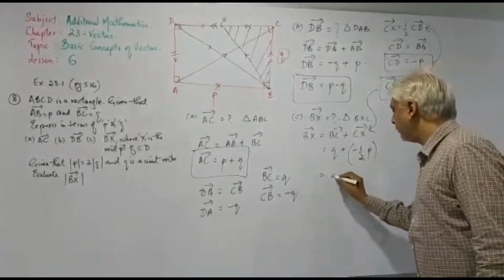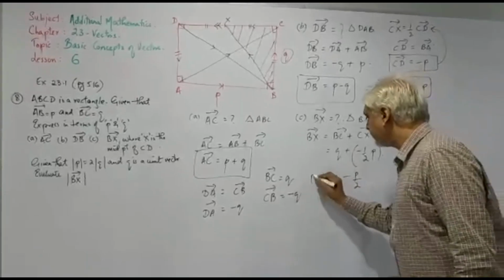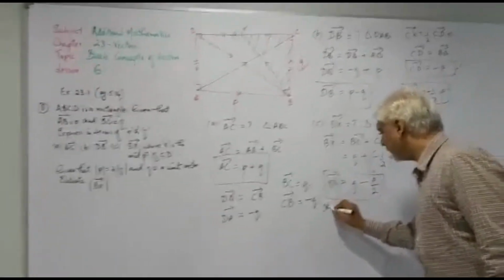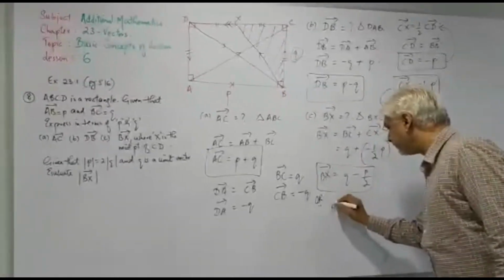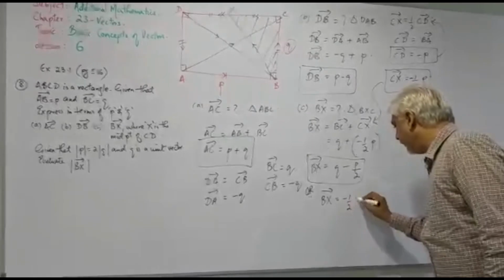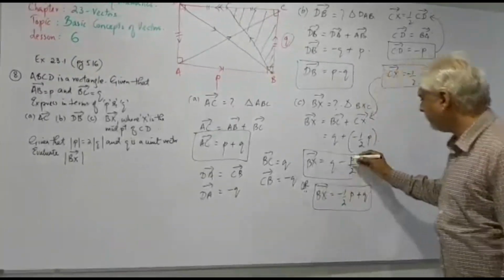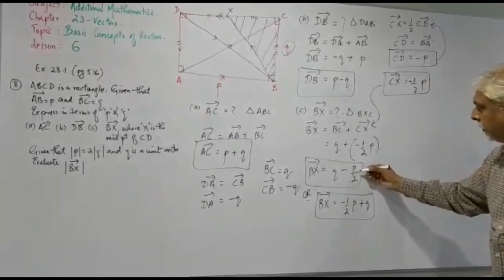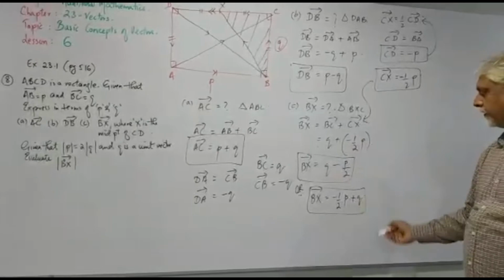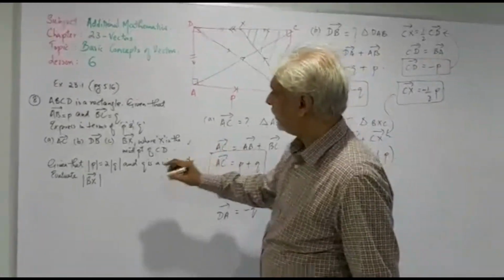In other words, Q plus minus P upon 2. This is what Bx is equal to. We can leave the answer till here, or we could write it down as Bx is equal to minus 1 upon 2 times (P plus Q). Same thing, minus 1 upon 2P plus Q. If you write it down this way, I've taken it this way. So we have solved this question, parts A, B and C.